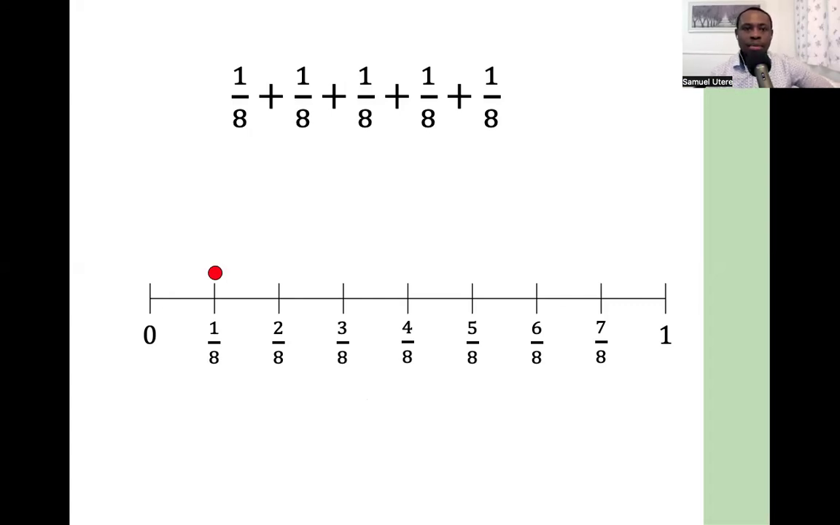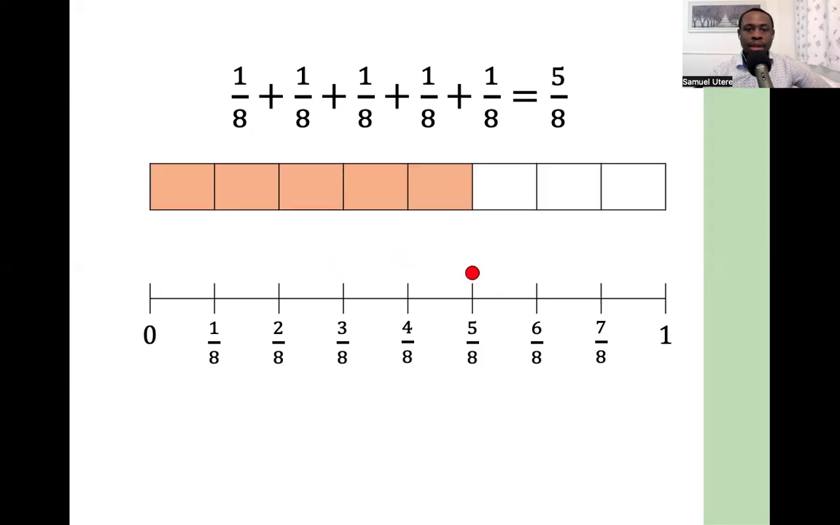We can also represent unit fractions using number lines. So here, if we want to represent 1/8 plus 1/8 plus 1/8 plus 1/8 plus 1/8, we can see that we are on 1/8 at the moment, but we need to add 4 more 1/8. So it means we're going to hop 4 times, and that will take us to 5/8. And that's it on the diagram.